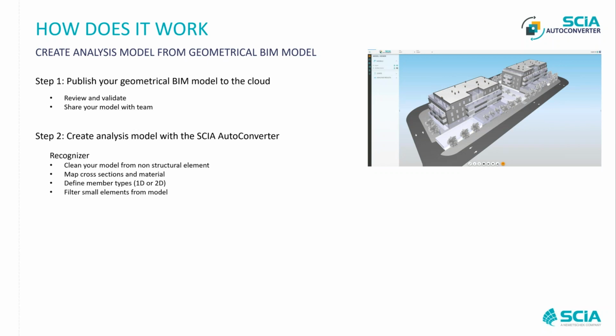When you are done with that, we run the recognizer. That's an algorithm which in fact recognizes each structural object from your model and creates, I would say, an analysis model or object representation. So it's recognized as a single axis if it's a 1D member, or as a plane if it is a 2D member. All the attributes which are related to structural analysis are kept. That means that we are able to recognize the thickness of the wall or slab, material, or also dimensions of the cross sections. You can also define how each object should be recognized, if it should be 1D or 2D.